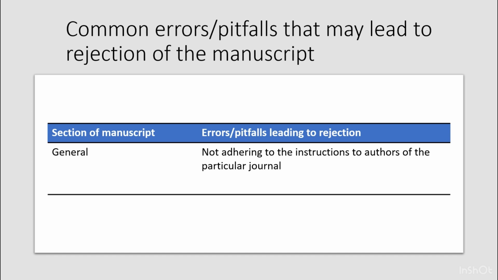So you need to ensure that you're following the instructions that are provided for you as an author on the websites of these journals. The fourth reason is improper citation and references. I think proper citation and references are crucial in academic writing.